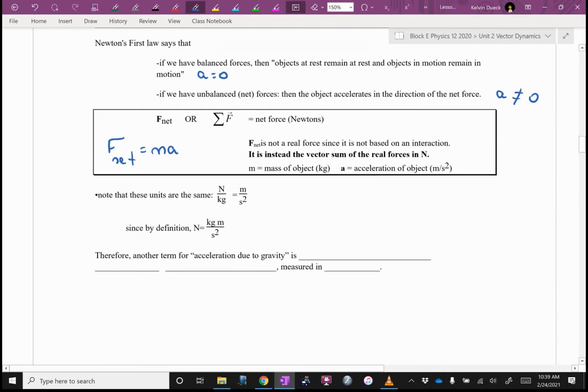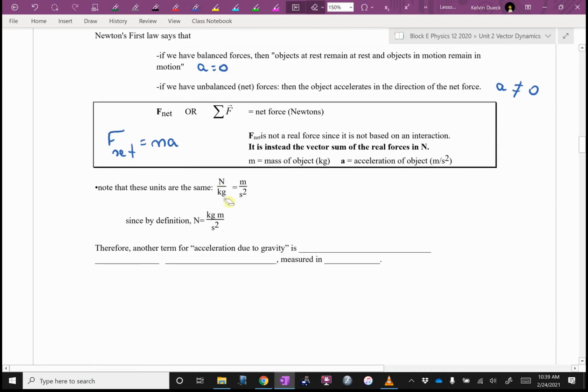A little note, by the way, newtons per kilogram and meters per second squared must be the same thing, because a equals F over m. Well, acceleration is meters per second squared. We defined it that way last year, but it's also force, newtons per kilogram.